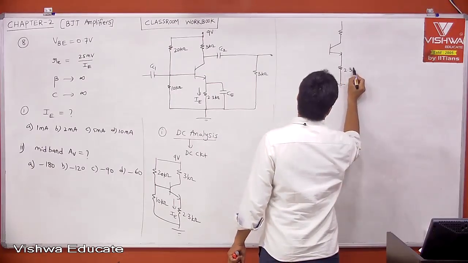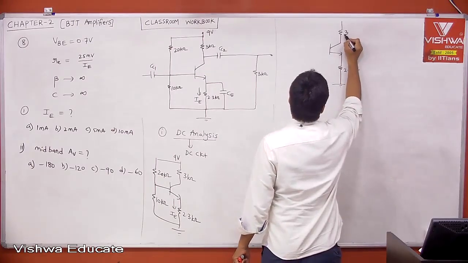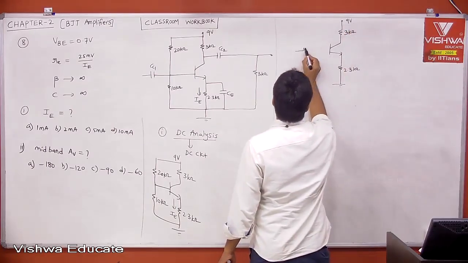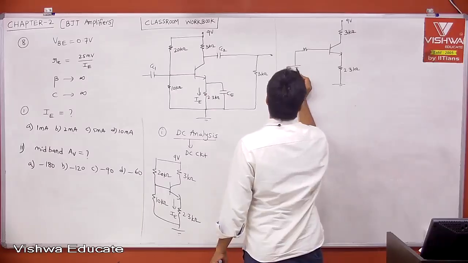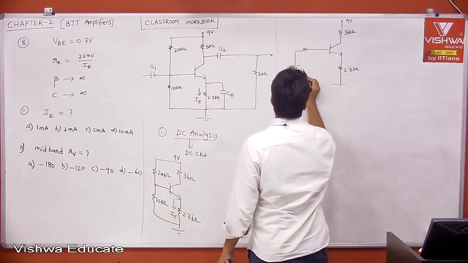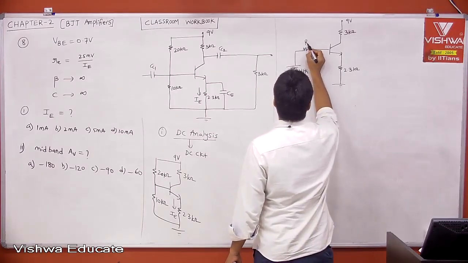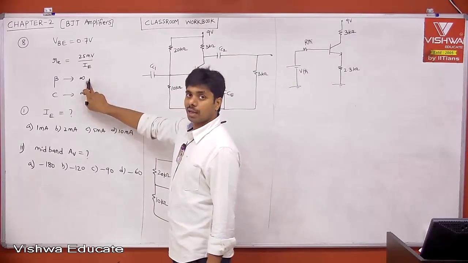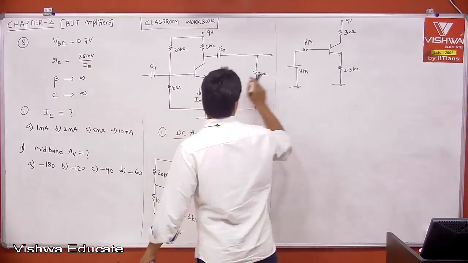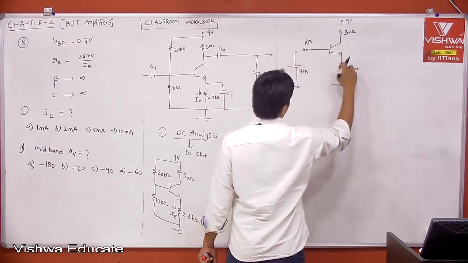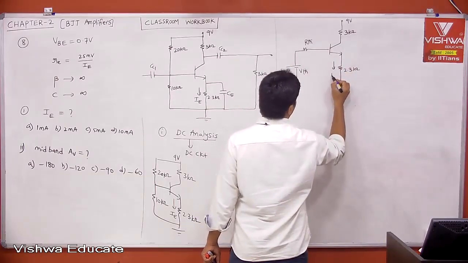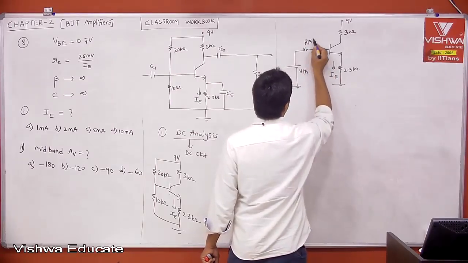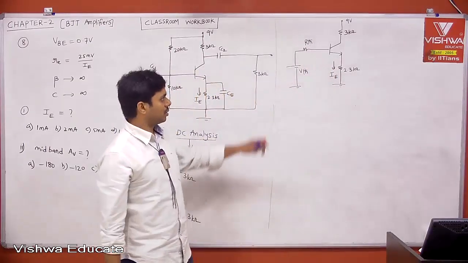This is 2.3K, 3K and 9 volt. Now this is RThevenin and VThevenin. And one more point I want to tell, no need to calculate RThevenin. Why? Because you can neglect the base current. Why? Beta is infinity or very high, sorry. Beta is very high. When I say beta is very high, you can neglect IB with respect to the current IE. Therefore, if you neglect IB, the drop across RB can be neglected, which is 0.